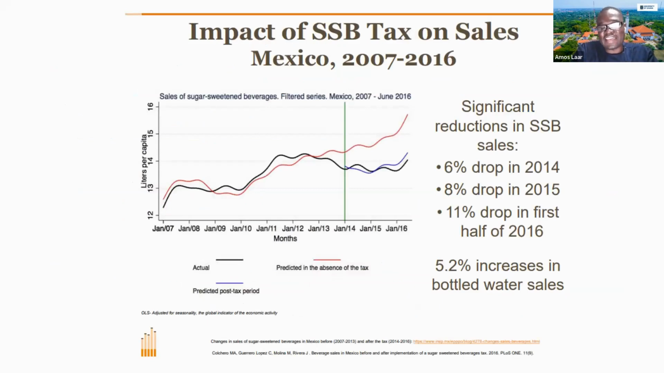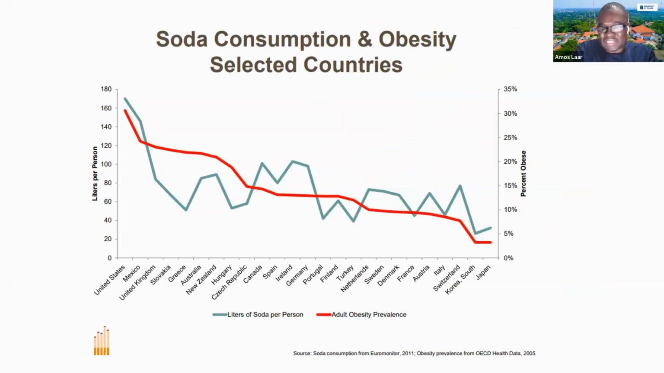What you see here is the evidence from Mexico. You can see a significant reduction in SSB sales, as I noted earlier, a 6% drop in 2014, 8% in 2015, and an 11% drop in the first half of 2016. At the same time, there was an increase in consumption of bottled water.